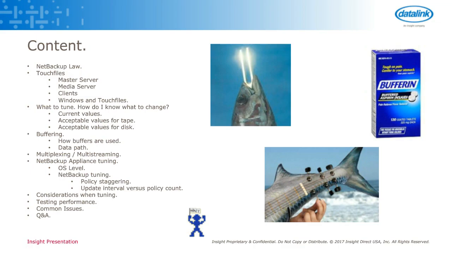We're going to start off with covering some touch files. We'll move into how to adjust those touch files, values, and where they're placed. We'll then move into buffering. We'll dig into how the buffering works and how data moves from client to media server and finally to storage. We'll cover some multiplexing, multi-streaming. Then we'll dig into the appliance stuff, and then we'll move into some of the considerations that you'll want to take into account. And then we'll move on to the testing performance.